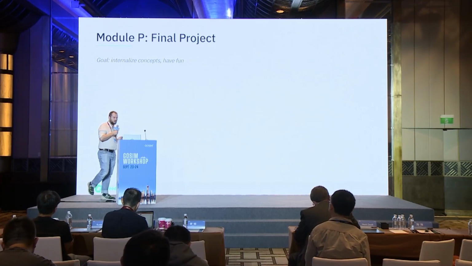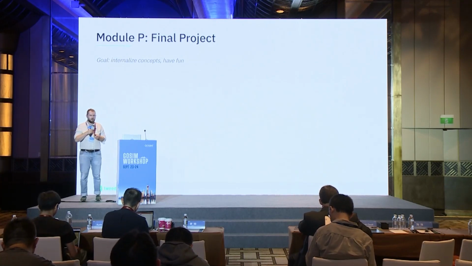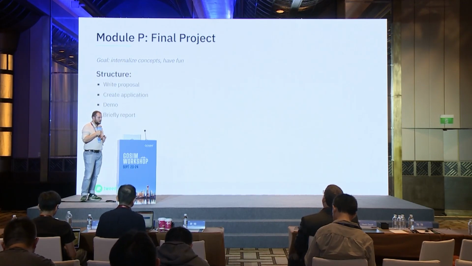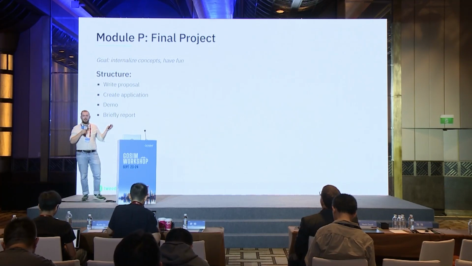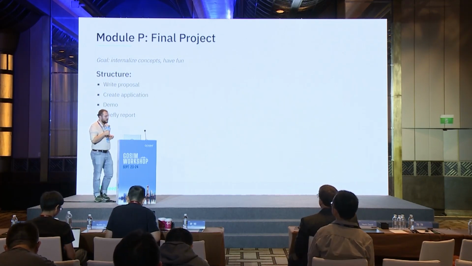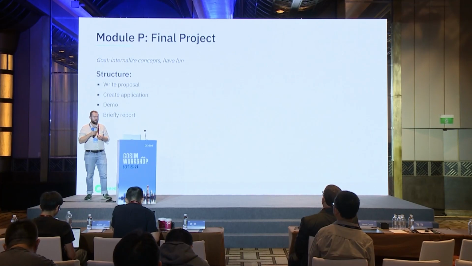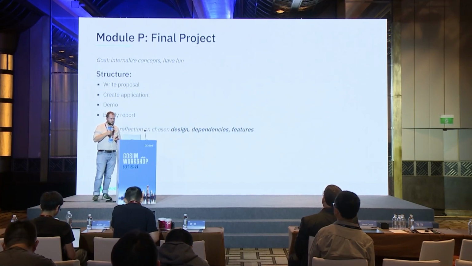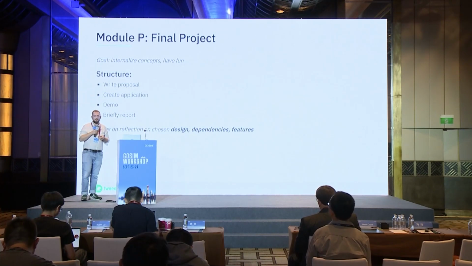And then there was module P, the final project. The goal of the final project was to internalize concepts that we had learned, and most of all, have fun with Rust. So the idea was that the students were going to write a proposal of like 1.5 pages, a small one, with some broad ideas and dependencies they were going to pull in, maybe a bit of a diagram on the parts of the system they were going to create. And then they had time to create their application for a couple of weeks. And at the end, we did a demo, and they wrote a short report reflecting on what they did and why. This was really the focus, so reflecting on design and dependencies and features used.